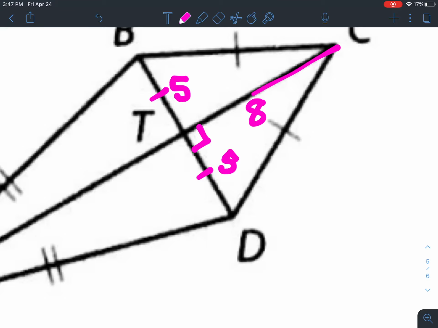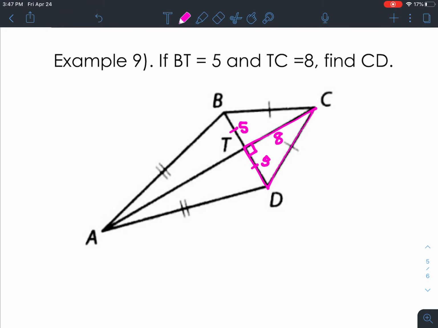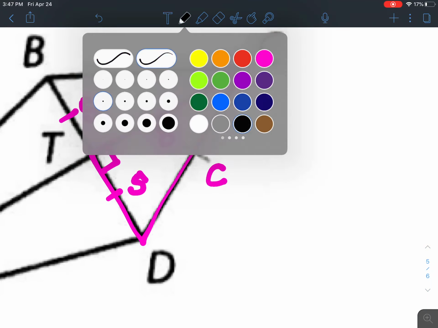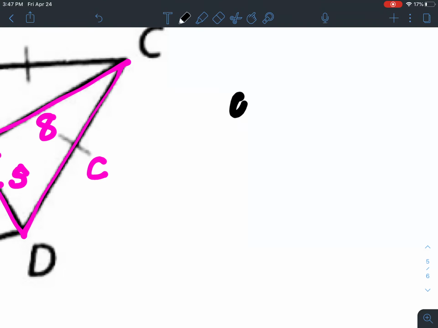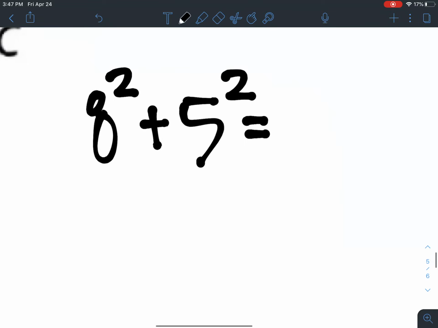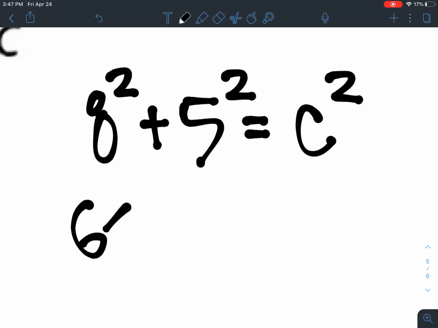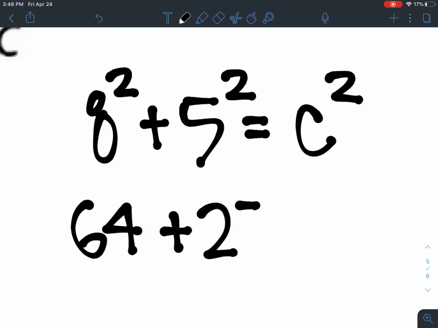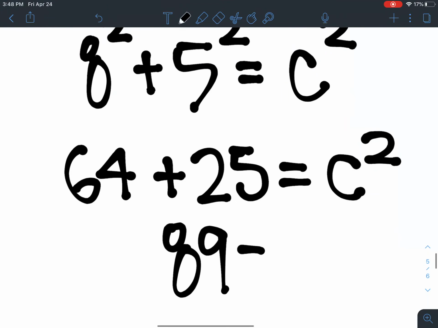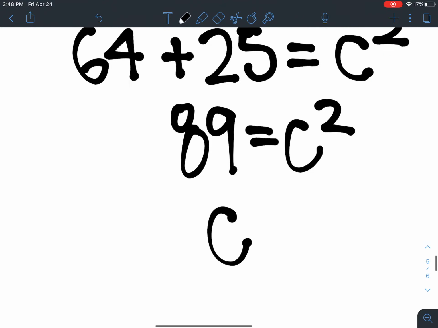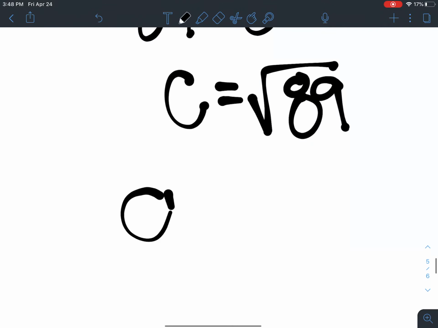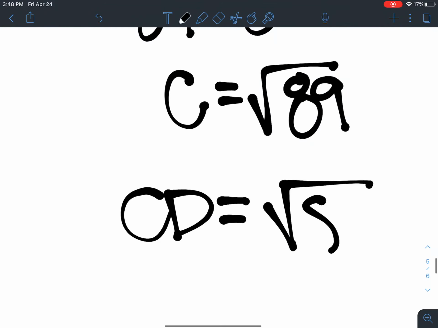Okay? Which means that we are looking to find CD, and CD is the hypotenuse of this right triangle, so this is my C. So plugging into Pythagorean theorem, we would get 8 squared plus 5 squared, and those are interchangeable, equals C squared. All right, so you get 64 plus 25 is equal to C squared. All right, 89 is equal to C squared, which means that C is equal to the square root of 89, which means that the length of CD is the square root of 89, and that's your final answer.